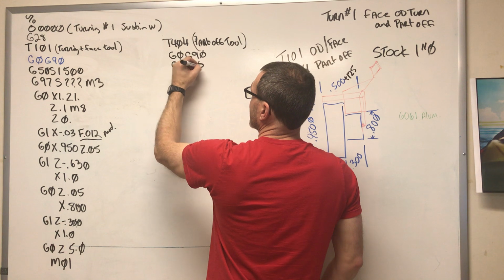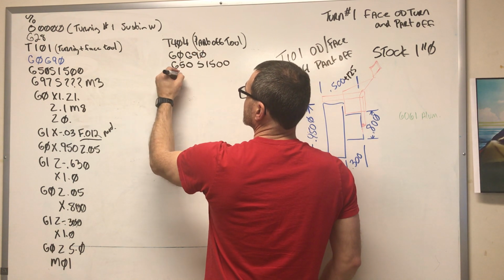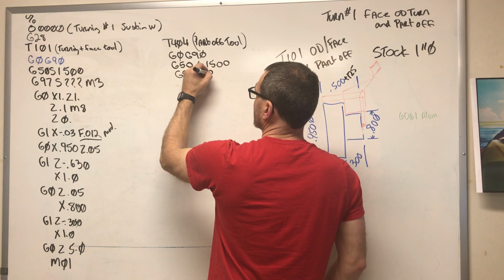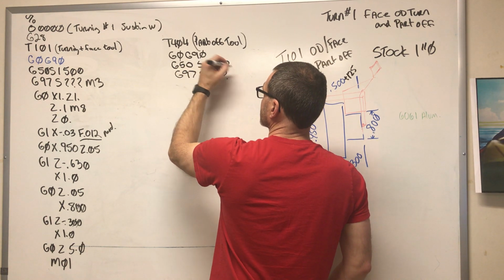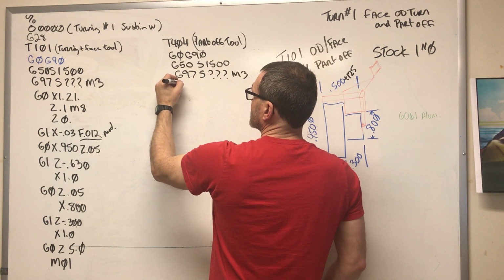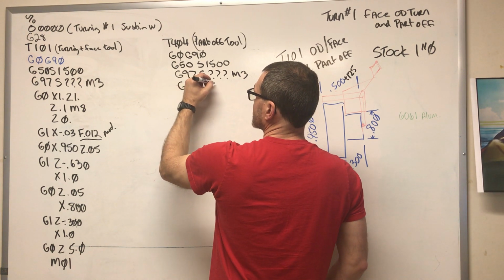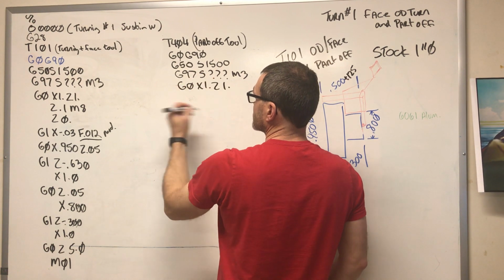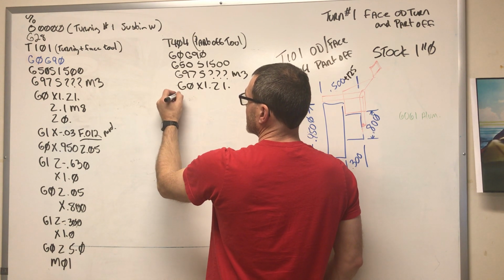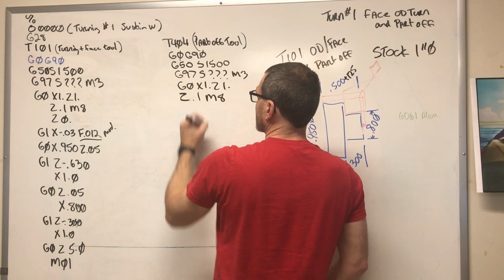G50, S1500, G97, S, and again you can figure that out. Turn the spindle on with M3. G0, X 1.0, Z 1 inch. As you can see, we're just duplicating. All we're doing is copying and pasting. Z.1, M8. Got my coolant on.